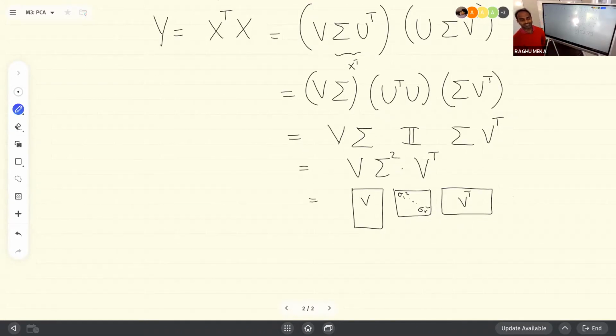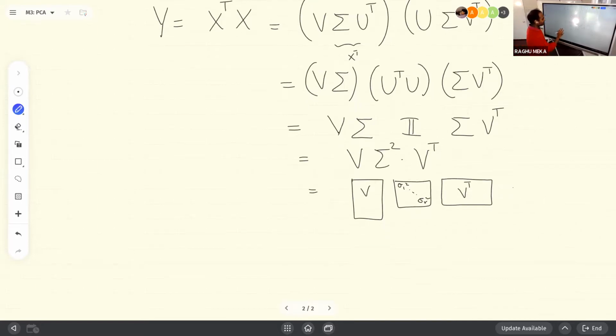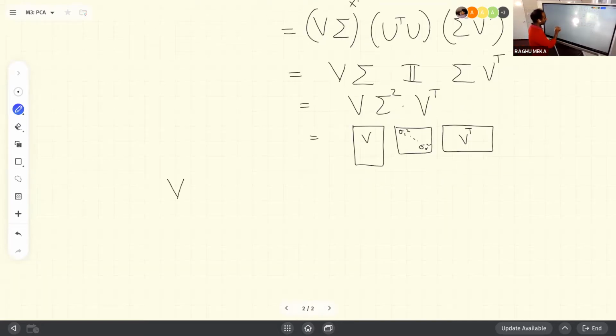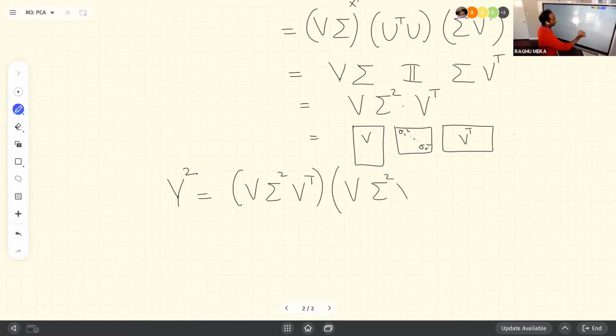All right, this seems somewhat interesting. Whatever, it's some algebra. But why are we doing this? Now, suppose I went along with this and asked you to compute Y squared. What is Y squared? It's going to be V sigma squared V transpose times V sigma squared V transpose. Remember that Y is a d by d matrix.